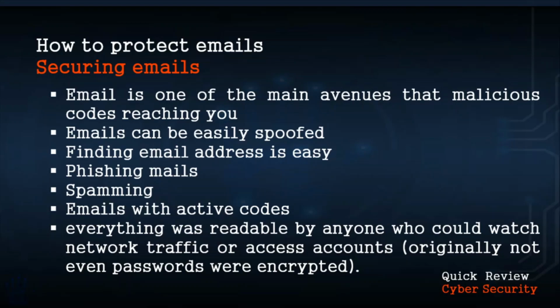The next one is emails. So email is one of the main avenues through which malicious code reaches you, as I said, and emails can be easily spoofed. So I can send an email as if I am Donald Trump, for example, right? It's really easy, right? Even somebody can send a mail as if from the Microsoft internal team, or the eBay internal team. So don't trust your email whenever you receive it. So that is the idea.